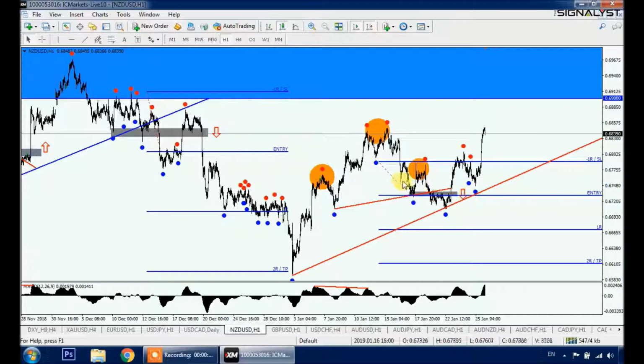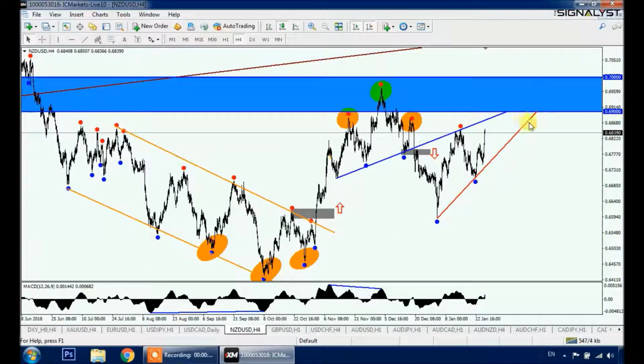On H1, NZDUSD was a bit tricky. It hit our stop loss last week around here. So for now, I'm waiting for an objective sell setup to form, maybe on H1 or on H4.